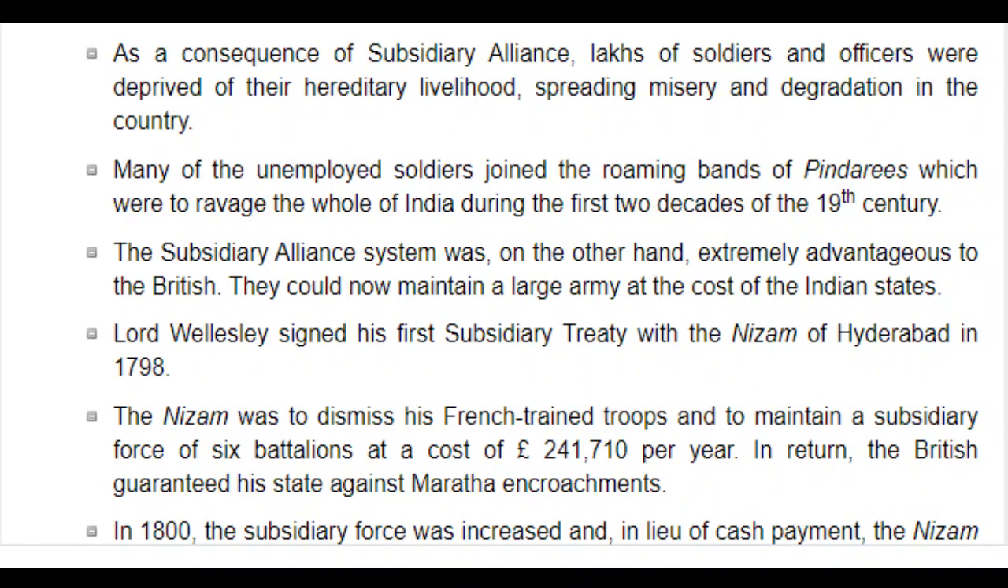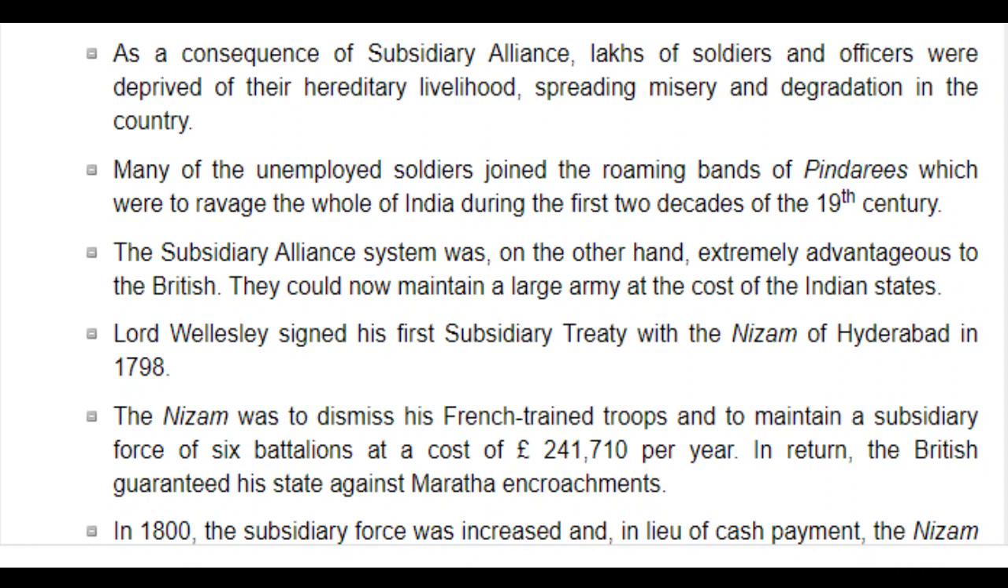Spreading misery, and everywhere there was misery and poverty. People became poor, and there was degradation in the country. So the economic condition of the people living at that time, that is the subjects living under the rule of the king, it is the responsibility of the ruler, the king, to look into the prosperity of his subjects. But due to the subsidiary alliance, what happened? They were not allowed to interfere in that. Well, many of the unemployed soldiers joined the roaming bands of Pindaris, which were to ravage the whole of India during the first 2 decades of the 19th century.